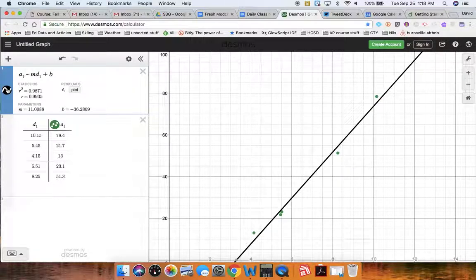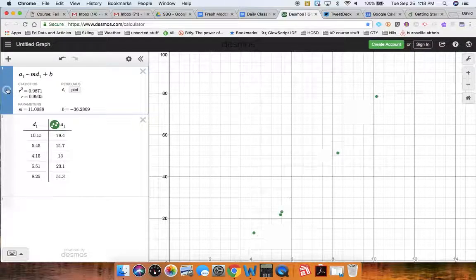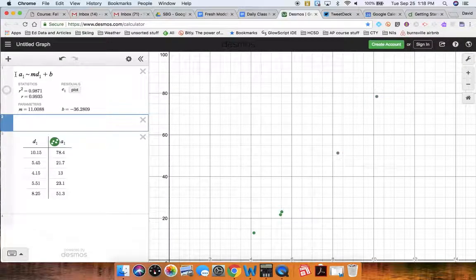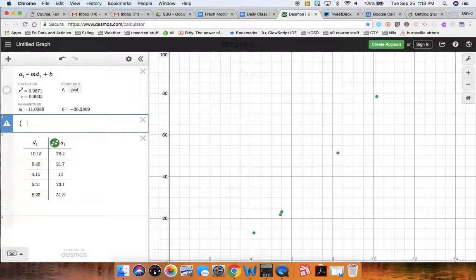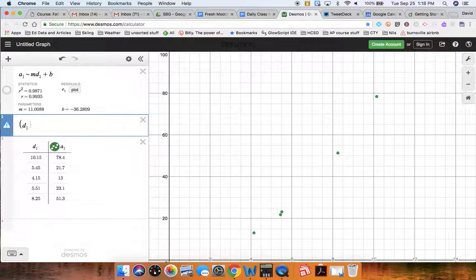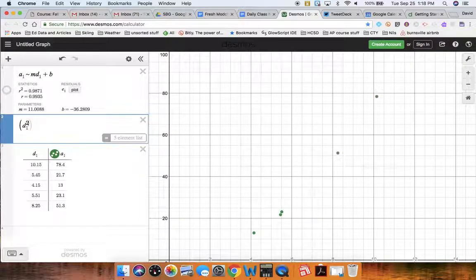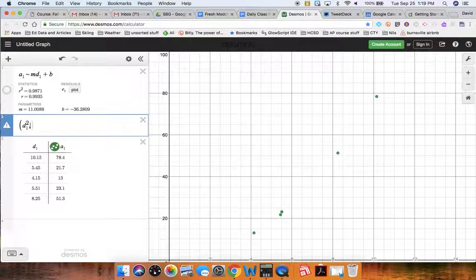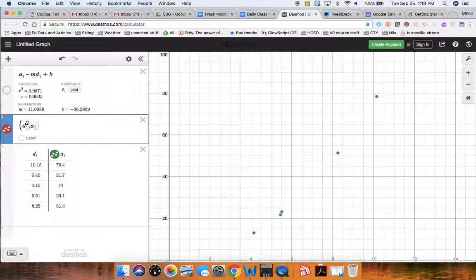First thing I'm going to do is get rid of this regression and just take it off of the graph because it's not useful. The next thing I'm going to do is add an expression, and this expression is going to be a set of data points. So I'm going to put parentheses, and I'm going to plot not a point, but a whole series of points. That's going to be the square of the diameters. So I'm going to go D1 and then up caret 2, so I'm squaring it. And then I'm going to put a comma, and then I'm going to put A1. And then I'll close the parentheses.